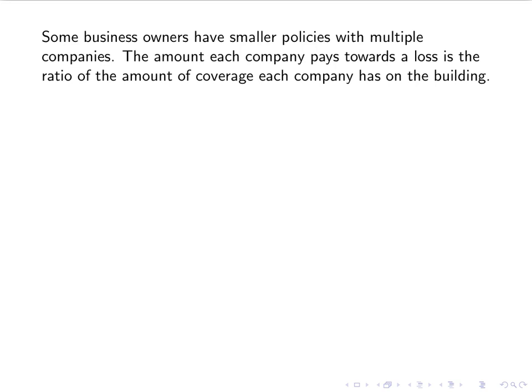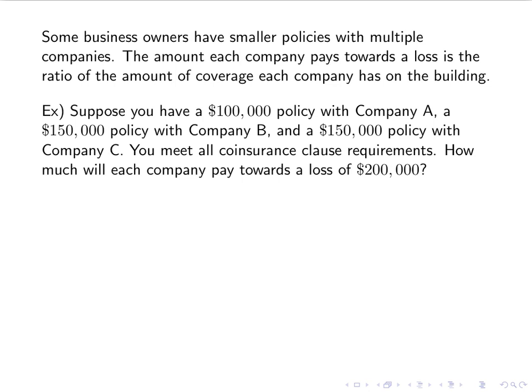Sometimes business owners have multiple policies or multiple companies. The amount that each company pays towards a loss is the ratio of the amount of coverage each company has on the building. So for our first example, suppose you have a $100,000 policy with company A, a $150,000 policy with company B, and a $150,000 policy with company C. You meet all coinsurance clause requirements. How much will each company pay towards a loss of $200,000?